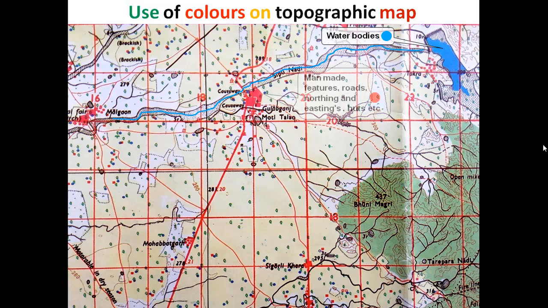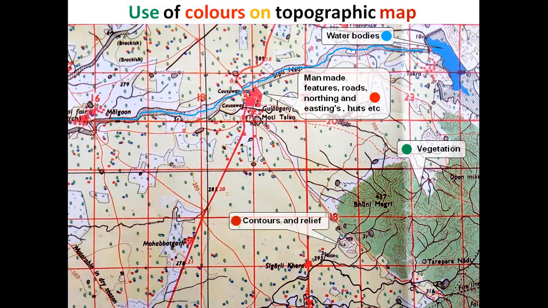Red color has been used to represent man-made features like roads, northings and eastings, settlements, back track, cart track and all. Green color in the south eastern part of the topographical map represents vegetation or forest. Now you can see the brown color is showing the contour lines on the topographical map. This also represents the relief feature. As you can see, a brown color contour line has been marked with 280-meter elevation from mean sea level.